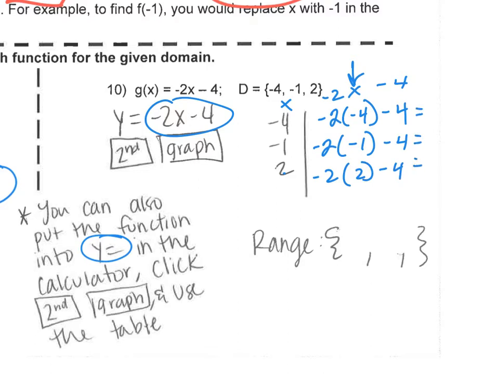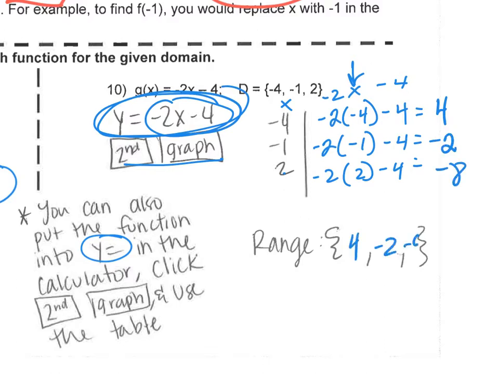I want you to go to your table. So I want you to put this in your y equals, do second graph and then use the table. You should get -4 is 4, -1 is -2, and 2 is -8. So I know my range is 4, -2, and -8.